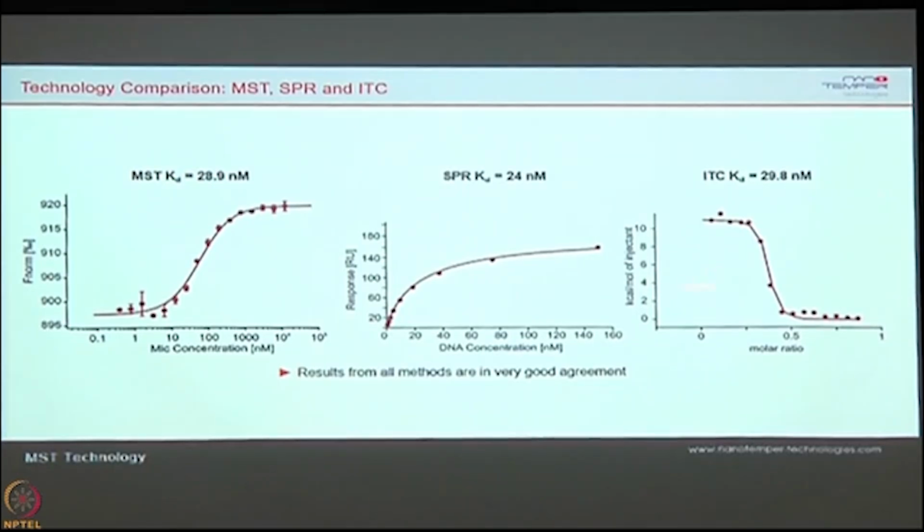The biggest advantage over all these techniques is, as I said, we did a protein-DNA interaction, and you see in all 3 techniques you are almost getting the same KD. We got 29 nanomolar, SPR 24, and ITC 30 nanomolar. So whatever binding affinity you determine in MST is very similar to the ITC and SPR assays.